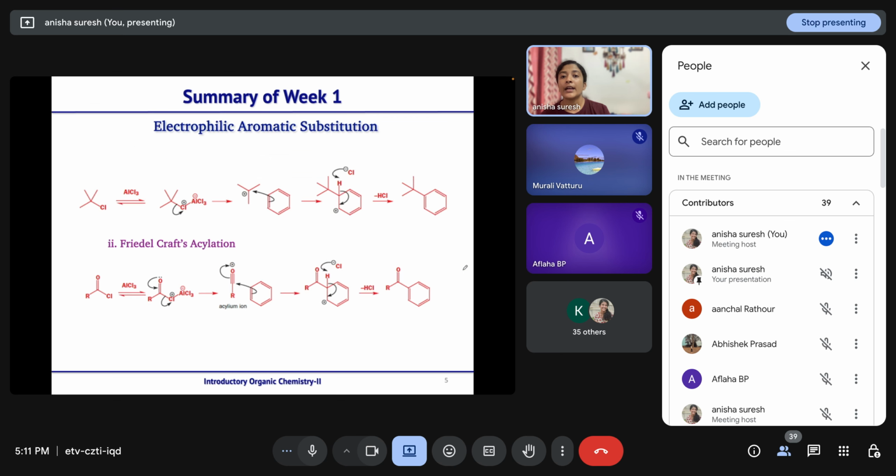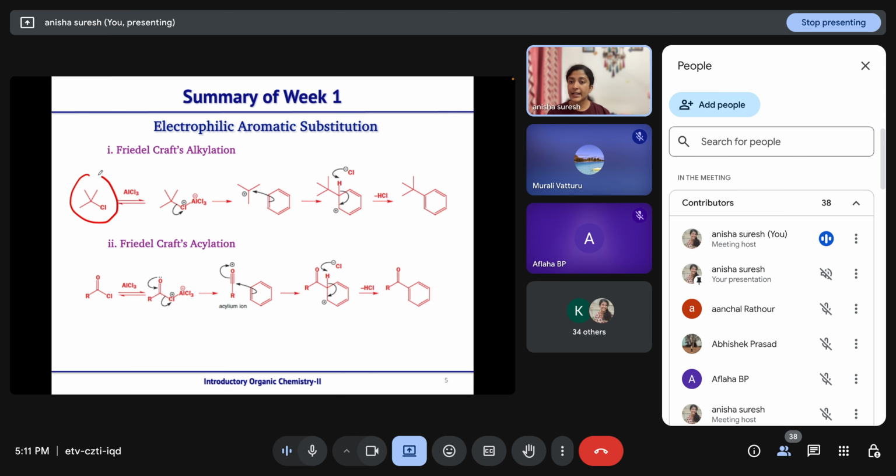Now coming to the second session, that is electrophilic aromatic substitution reaction. In this case, three major reactions were discussed. The basics of the electrophilic aromatic substitution were discussed, and apart from that, three main name reactions were discussed: Friedel-Crafts alkylation, Friedel-Crafts acylation, and Gattermann-Koch reaction. So this is the mechanism for the Friedel-Crafts alkylation reaction.